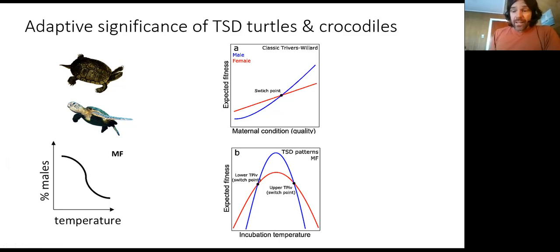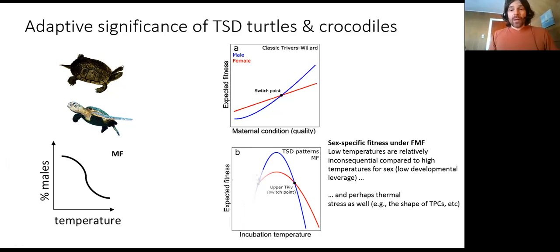To me, it seems relatively straightforward. Recall that sex is determined by the amount of development that happens above or below the pivotal temperature, or at least it's highly correlated with that. What that means is that really low temperatures have extremely little influence on sex because very little development is happening. Whereas high temperatures have a profound effect on sex because development happens so quickly. So it's not beyond the realm of possibility that the selection to maintain these lower pivotal temperatures in the FMF species is relatively weak.